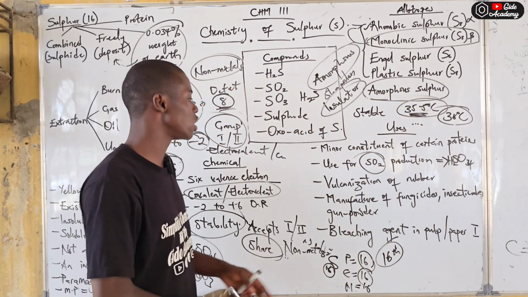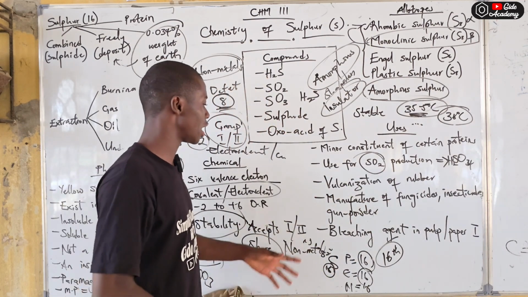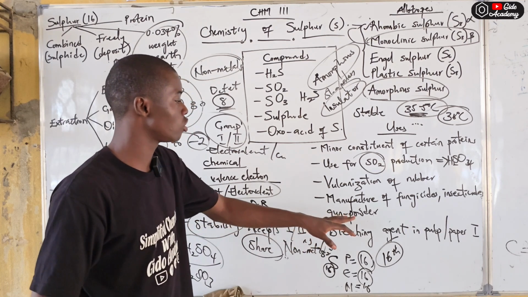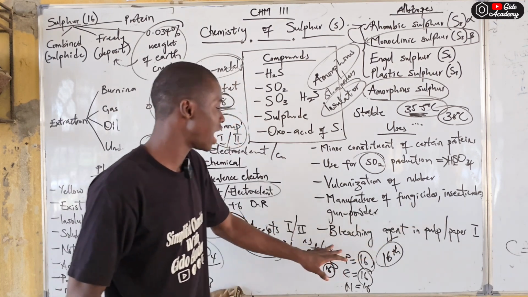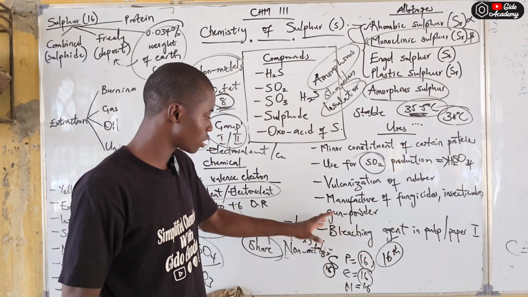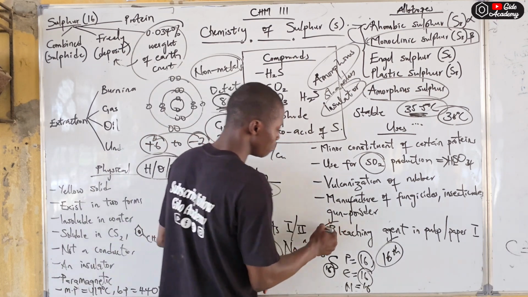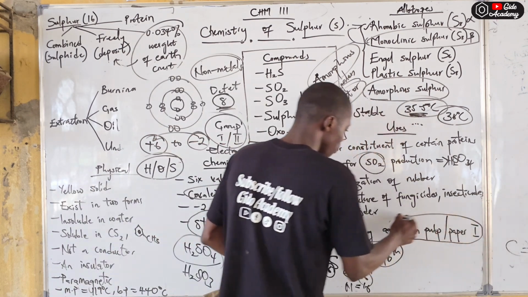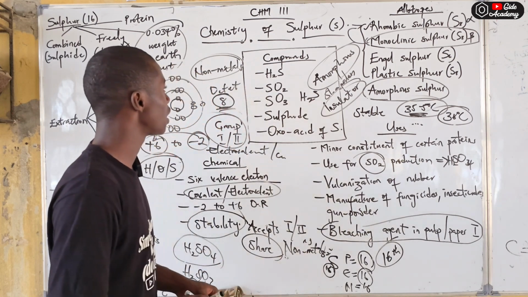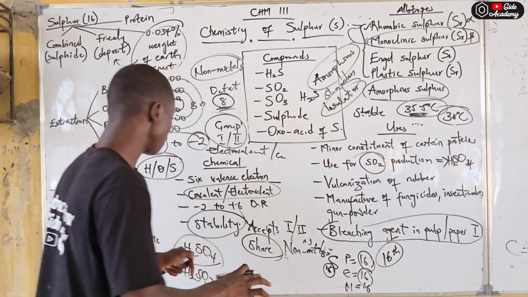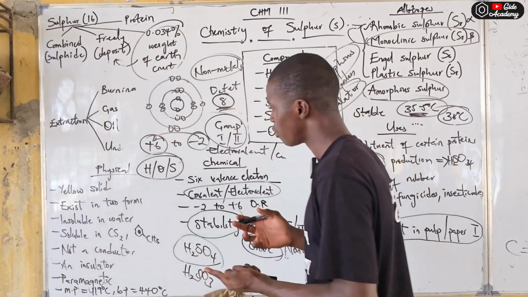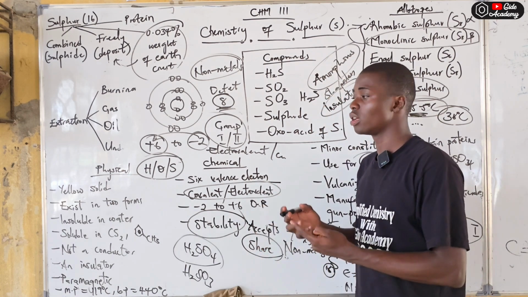It can also be used in the vulcanization of rubber. It can also be used in the manufacturing of fungicides, insecticides, and gunpowder. Please take note. Then it is also used as a bleaching agent in the pulp and paper industry. So that is the general overview of what sulfur is all about.